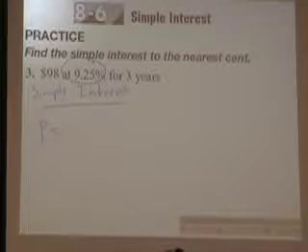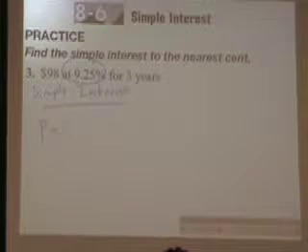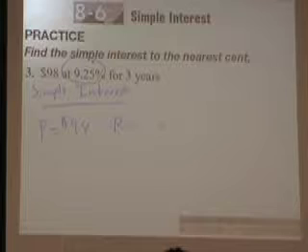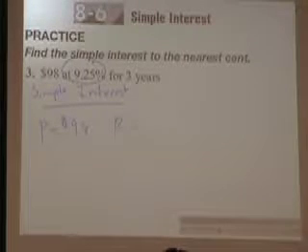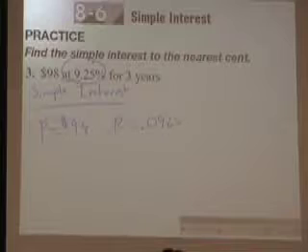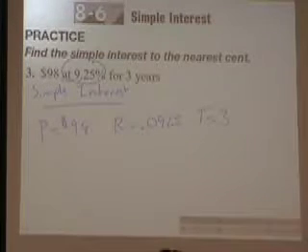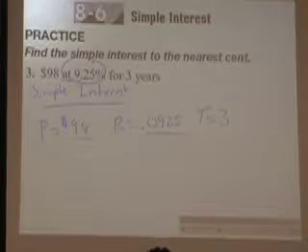Paige, $98. What's my rate, Devon? No. Move it 2 to the left. 0.0925. And what is my time, Shane? 3 years. So now we multiply those together. 98 times 0.0925 times 3. And what do we get as interest?